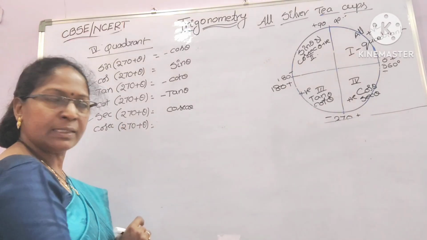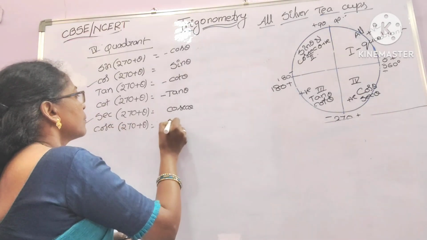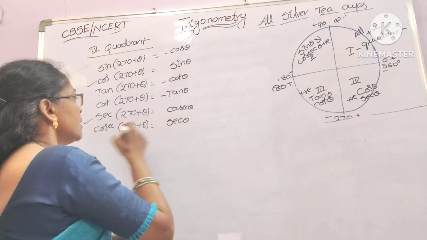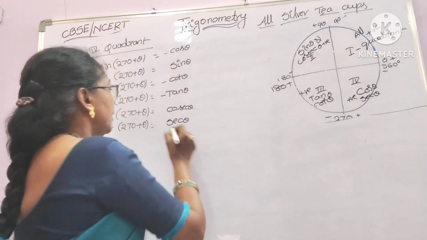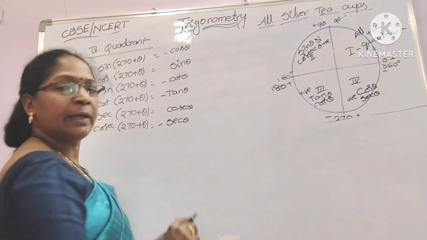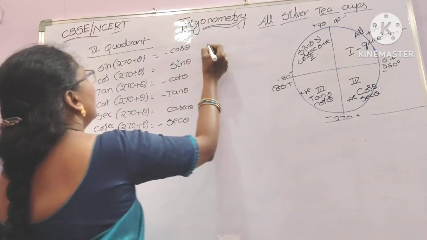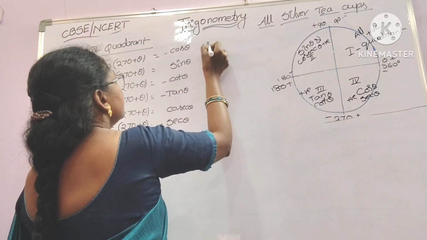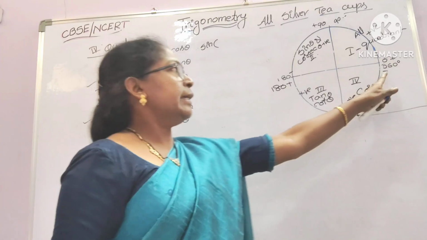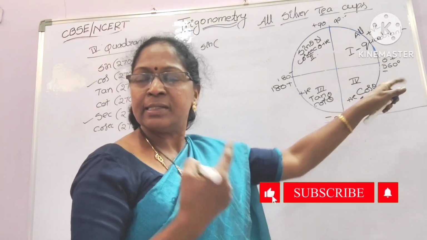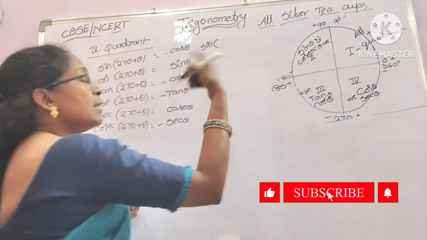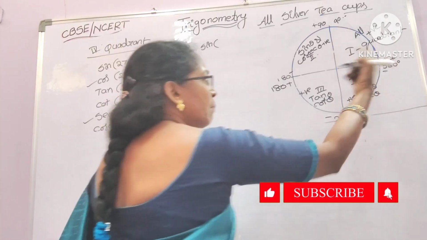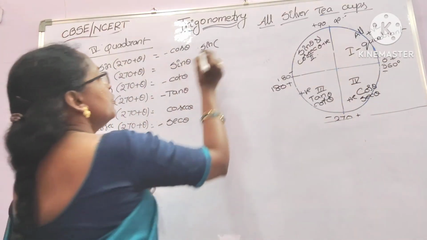Cosecant 270 plus theta. Cosecant becomes secant. But this is under the fourth quadrant, and cosecant is negative. One more angle is there, that is one more condition, 360 plus theta, that is under the first quadrant. 360 minus theta is under the fourth quadrant.